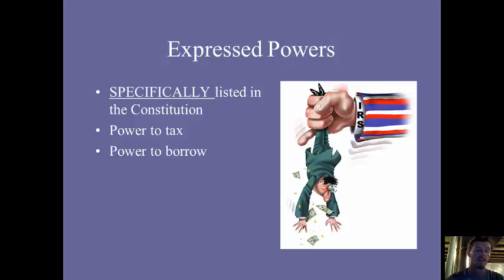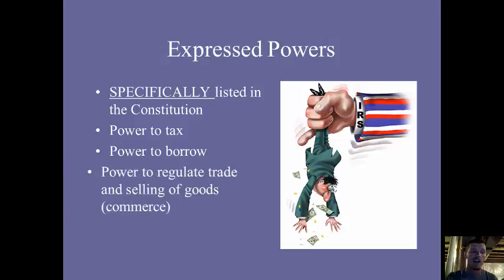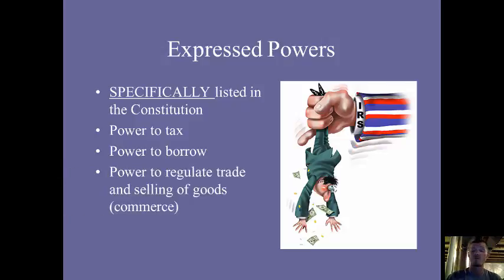Congress could also say that they no longer want to borrow money or don't want to borrow as much money. That's their decision, right? So Congress has the power to borrow money. States can't borrow money from other countries, and that's just the way it is. So power to borrow money.